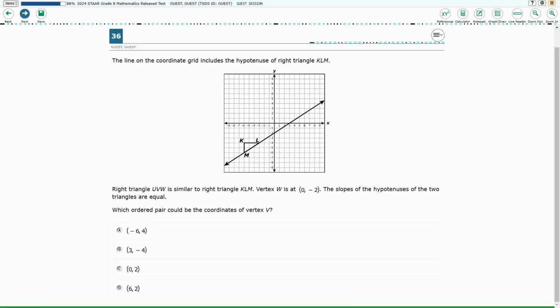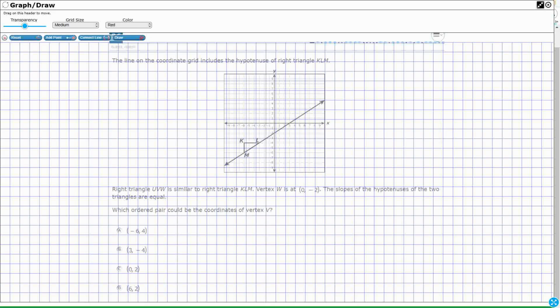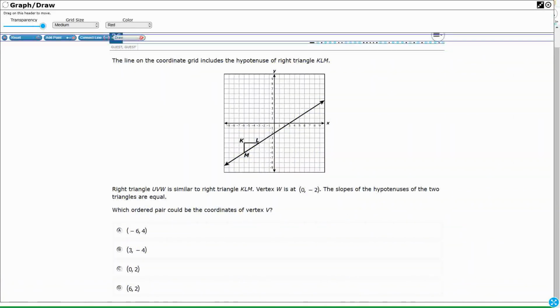Number 36, we are looking at slope in similar right triangles. This is 8.4a. We've got a line on a coordinate grid that includes the hypotenuse of a triangle, and then a similar right triangle, UVW. If vertex W is at 0, negative 2, the slopes of the hypotenuse of the two triangles are equal. So which ordered pair could be the coordinates of vertex V?